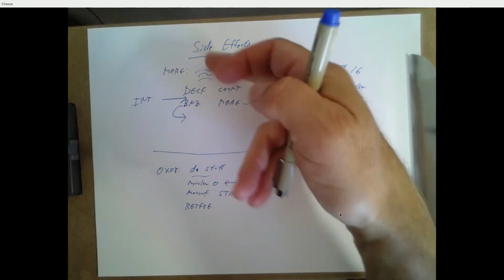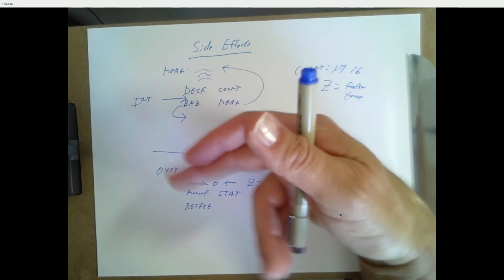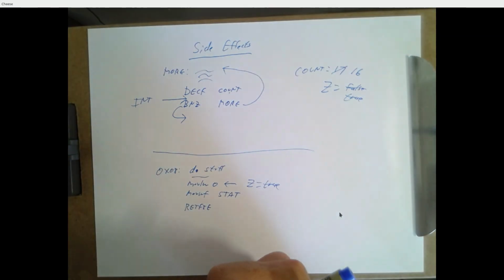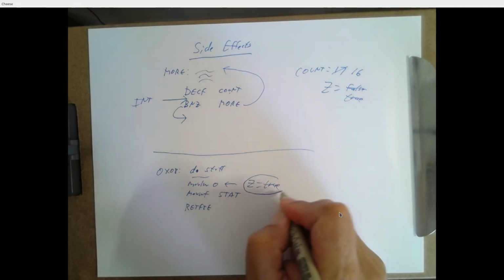So I've got this code that I thought was going to loop 17 times. It looped once and then it exited. Why? Because I got interrupted right here, and my interrupt had an undesirable side effect, which was it changed the value of Z.